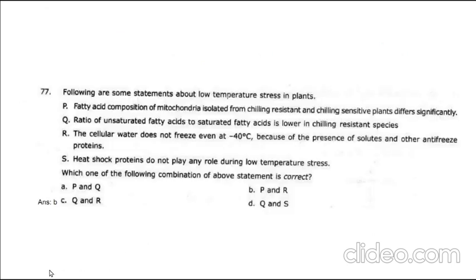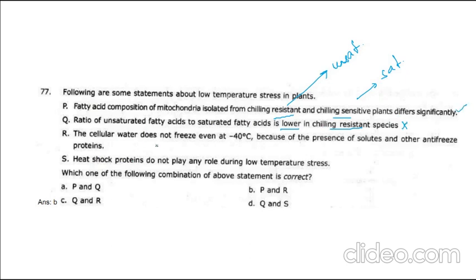So, a question to solve. Following are some statements about low temperature stress in plants. Fatty acid composition of mitochondria isolated from chilling resistant and chilling sensitive plants differs significantly. So resistant and sensitive plants will have different fatty acid composition; one will have more unsaturated and another more saturated. The ratio of unsaturated to saturated fatty acid is lower in chilling resistant plants. No, in chilling resistant plants, unsaturated fatty acid will be more. So this is a wrong statement.